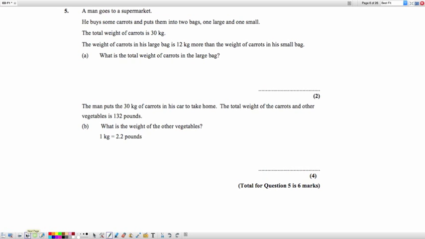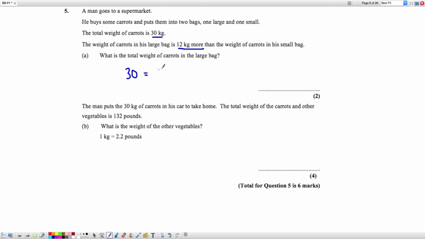Question 5. A man goes to a supermarket. He buys some carrots and puts them into 2 bags, one large and one small. The total weight of the carrots is 30 kilograms. The weight of the carrots in the large bag is 12 more than the weight in its small bag. So our total is 30.